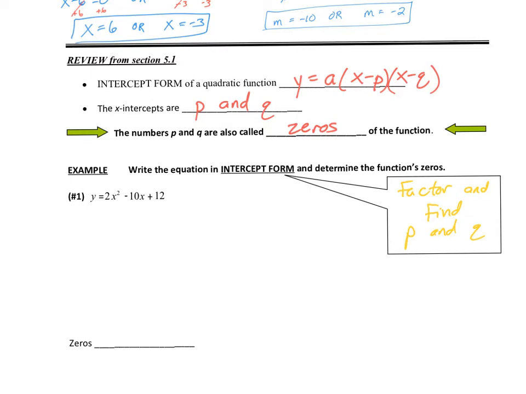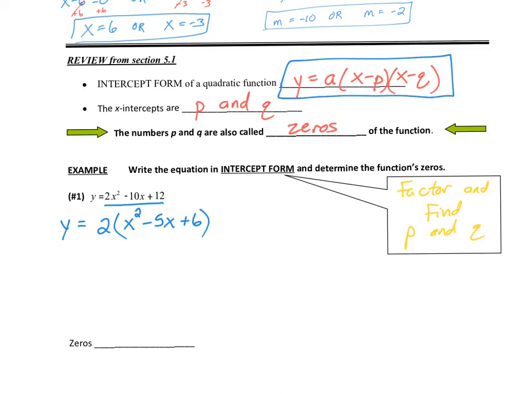So you look at the equation. What's the first thing we check for when we factor? GCF. Is there a GCF? Yes. 2. Take out a 2, and the leftovers are in parentheses. So x squared minus 5x plus 6. So we took out the GCF. This is still not in intercept form. To get to intercept form, we have to factor. And we're not done factoring yet. So we have a trinomial in the parentheses.